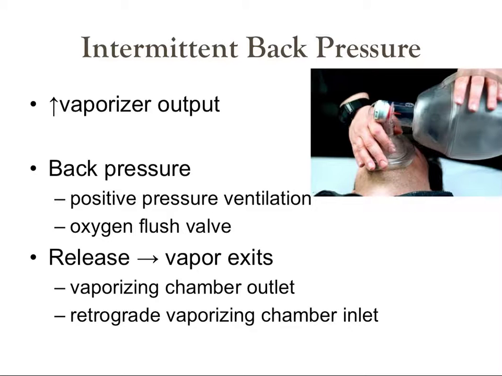Intermittent back pressure increases the vaporizer output. So back pressure is suddenly released during exhalation or expiration of positive pressure ventilation. The vapor exits the vaporizing chamber via both the vaporizing chamber outlet and retrograde through the vaporizing chamber inlet. The output resistance of the bypass chamber is lower than that of the vaporizing chamber.